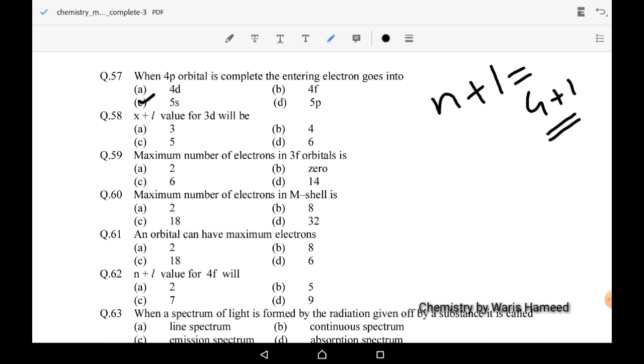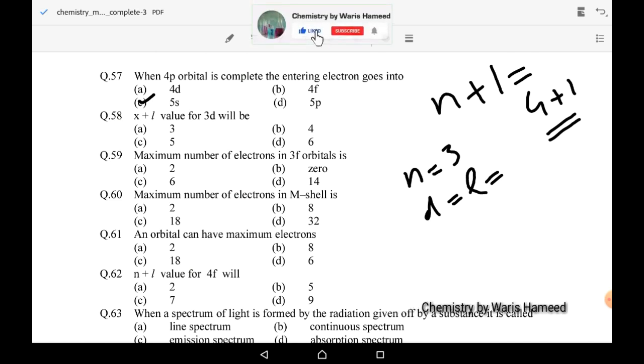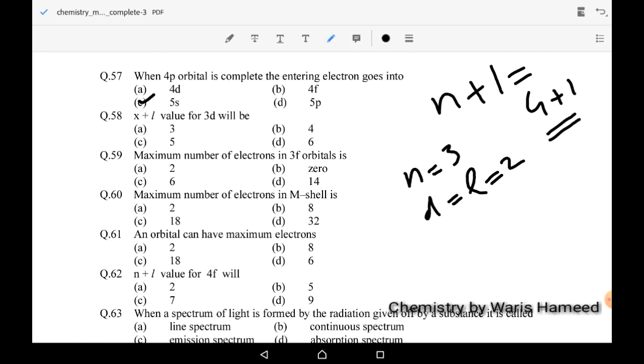Next, n plus L. Value for 3d will be n is equal to 3 and d is equal to L, and its value is 2. So putting these values in n plus L, it will be equal to 5. So its correct answer is C.